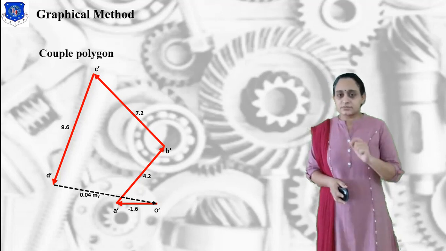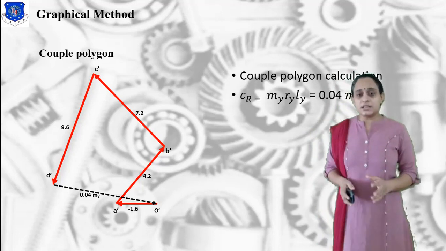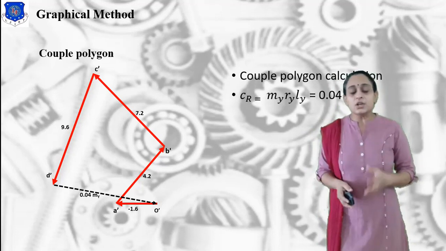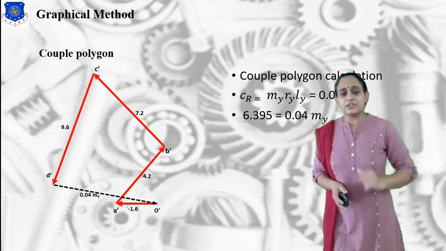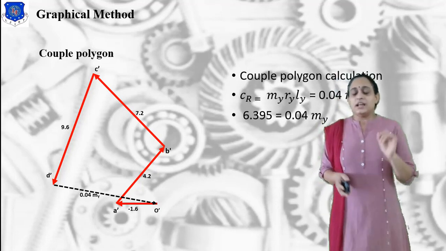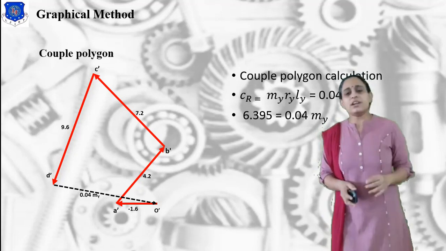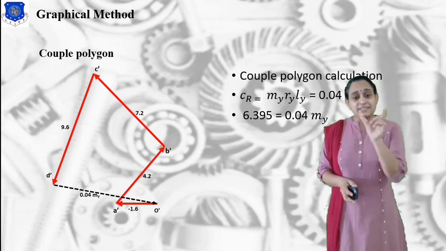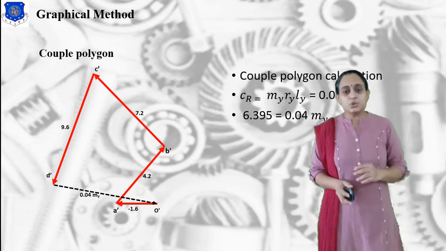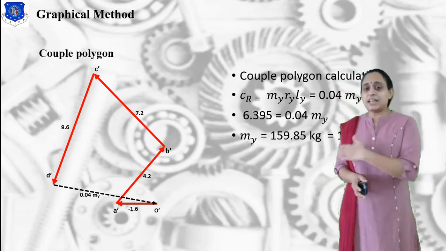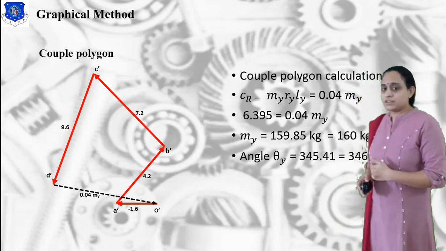So here, let us have the calculations. So first of all, what is the couple value in our case? It is mass into radius into length. That value is 0.04 MY. Let us measure that value, and it is nearly 6.4. I write the exact value of it, which is 6.395. You can write 6.4. We need to compare this length with respect to the value, which is 0.04 MY. So here in our case we will get MY as 160 kg and theta as 345.41.